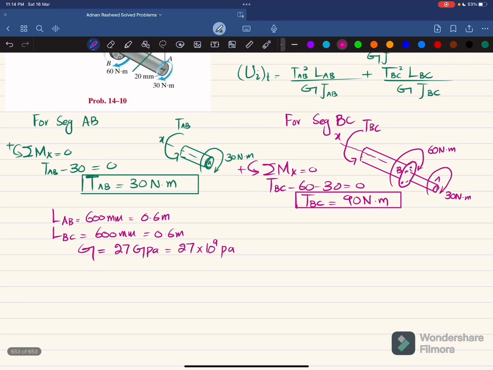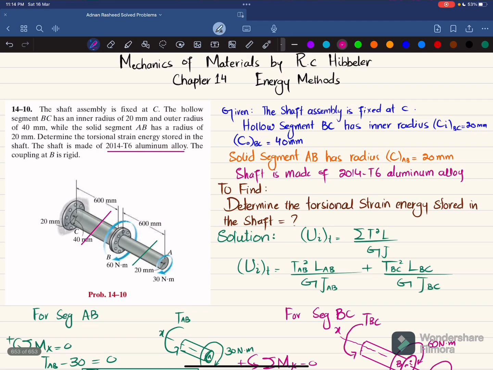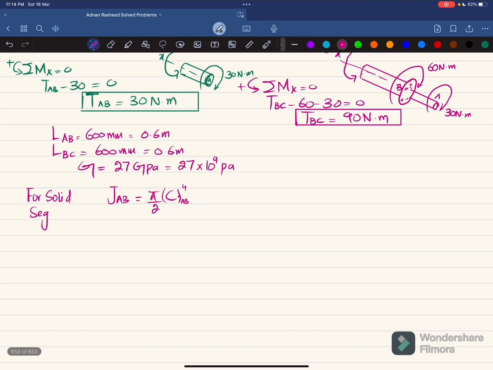Now what about J_AB and J_BC? J_AB is for the solid segment. For a solid segment, J_AB is equal to pi by 2 times C_AB to the power 4. C_AB is given as 20 millimeter. In meters, it will be pi by 2 times 0.02 to the power 4, and that will give you 80 times 10 to the power minus 9 pi, and the unit will be meter to the power 4.